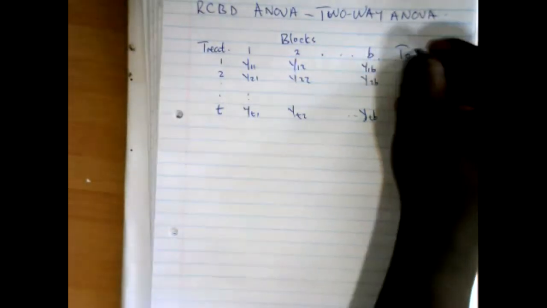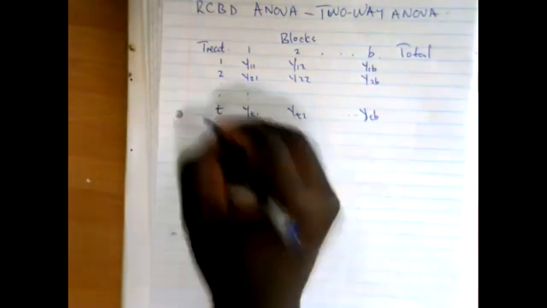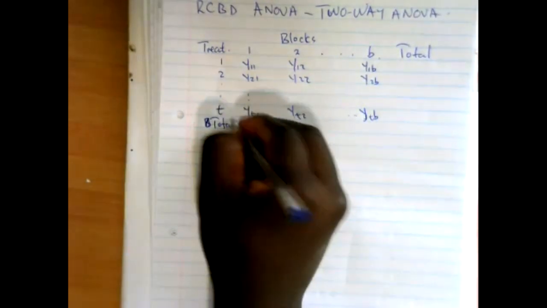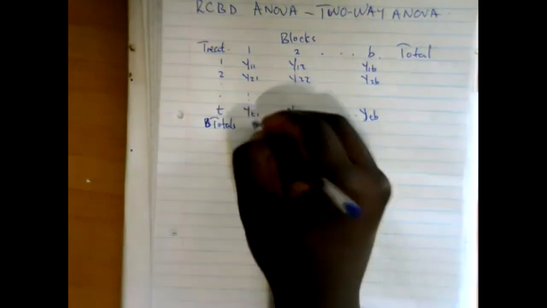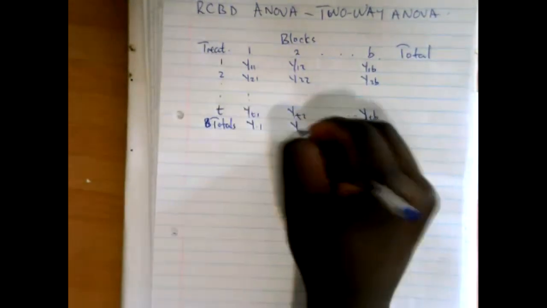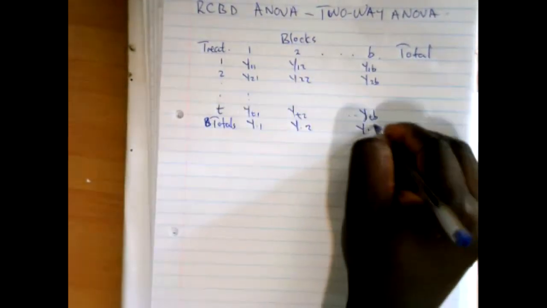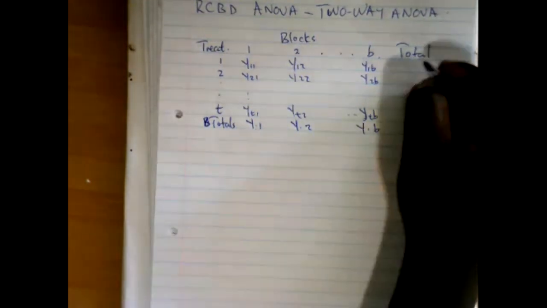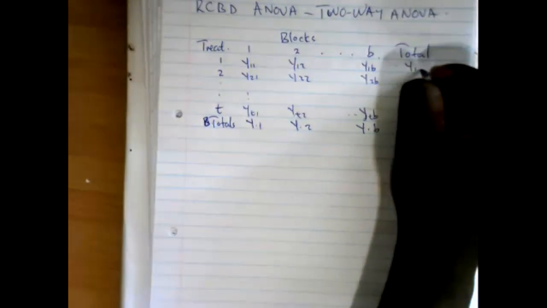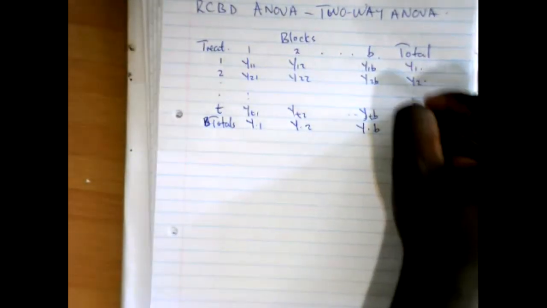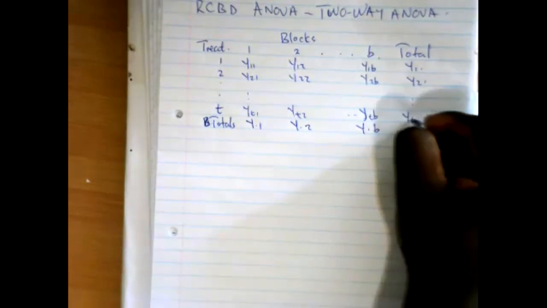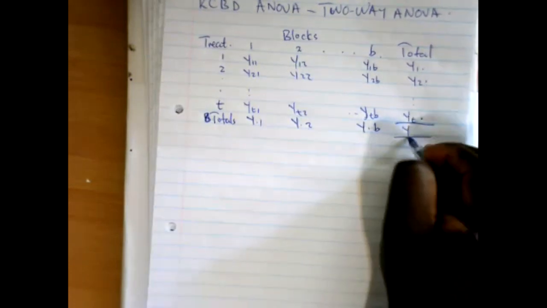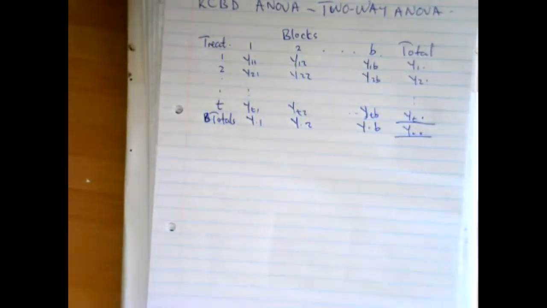So to get our ANOVA, we will need the totals, right? We need the treatment totals, and we need the block totals. Let me call the block totals Y.1, Y.2, up to Y.B. Then we will have our Y1 dot, Y2 dot, and so on up to YT dot. The total of the totals, we call it Y dot dot, which is our grand total.